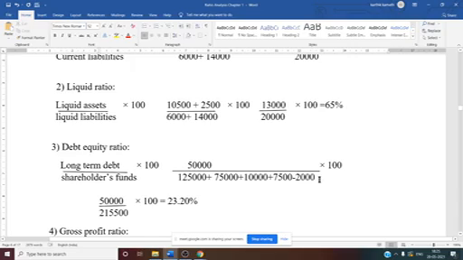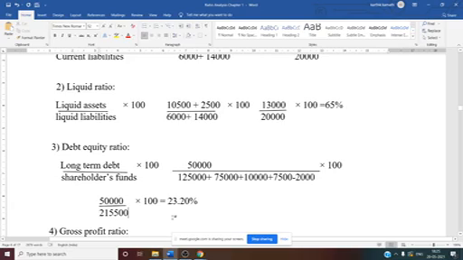Answer is 23.20%. In terms of ratio, 0.23 is to 1. So that is regarding debt equity ratio. Now fourth one is gross profit ratio. Fourth one, gross profit ratio.